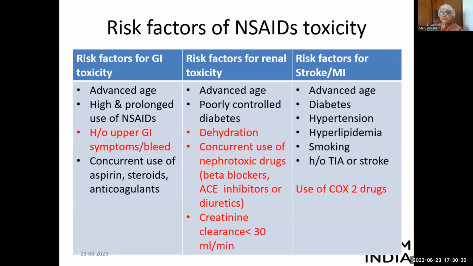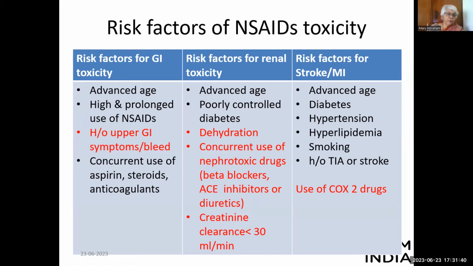So if you look at the risk factors for NSAID toxicity, we have to remember that when you're giving NSAIDs, for GI toxicity, advanced age is one of the risk factors. Be very careful when you're giving it to elderly people. Then, if those with upper GI symptoms and bleeding, you must avoid NSAIDs, and those who are on steroids and anticoagulants. For renal toxicity, again, we have to be very careful in dehydrated patients. So hydration should be maintained when you're giving NSAIDs, otherwise they can go into acute renal injury. And also when the creatinine clearance is very low, you must avoid the NSAIDs.